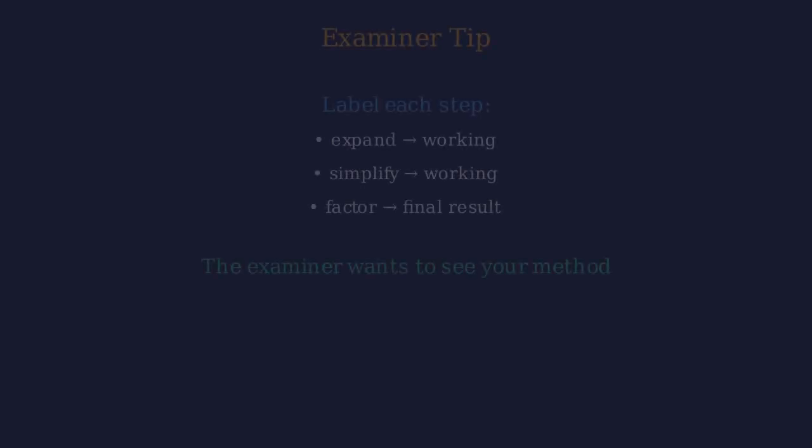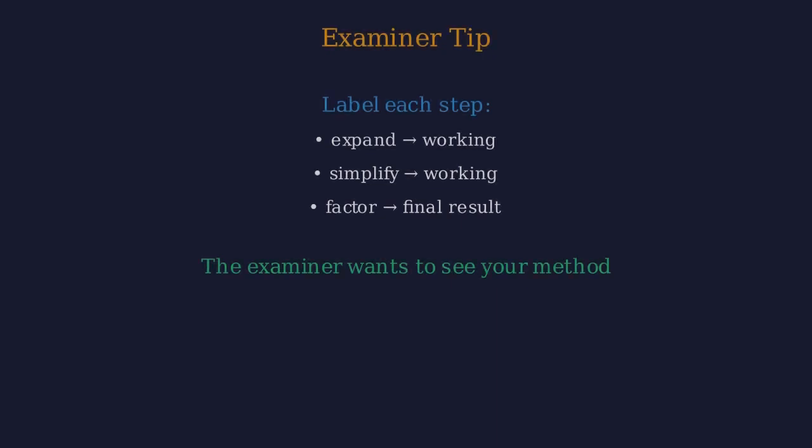Examiner tip: label your steps. Write expand, then your working, then collect terms, then your simplification. Examiners scan for a clear method. A labeled chain of equalities makes it easy for them to award method marks, even if you make a small slip later.